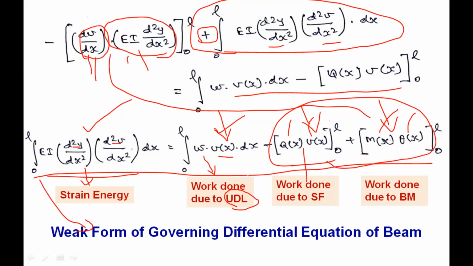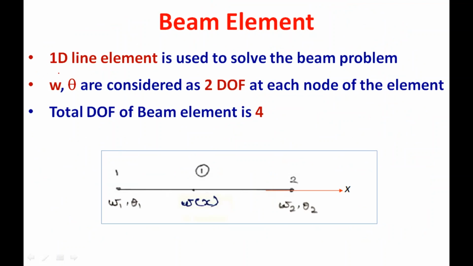After this stage, we are going to introduce the finite element concept here. For the beam also, we are going to use the one dimensional line element. Here we are going to use 2 degrees of freedom, transverse deflection W and the slope theta. We need a minimum of 2 degrees of freedom for complete definition of a beam problem.